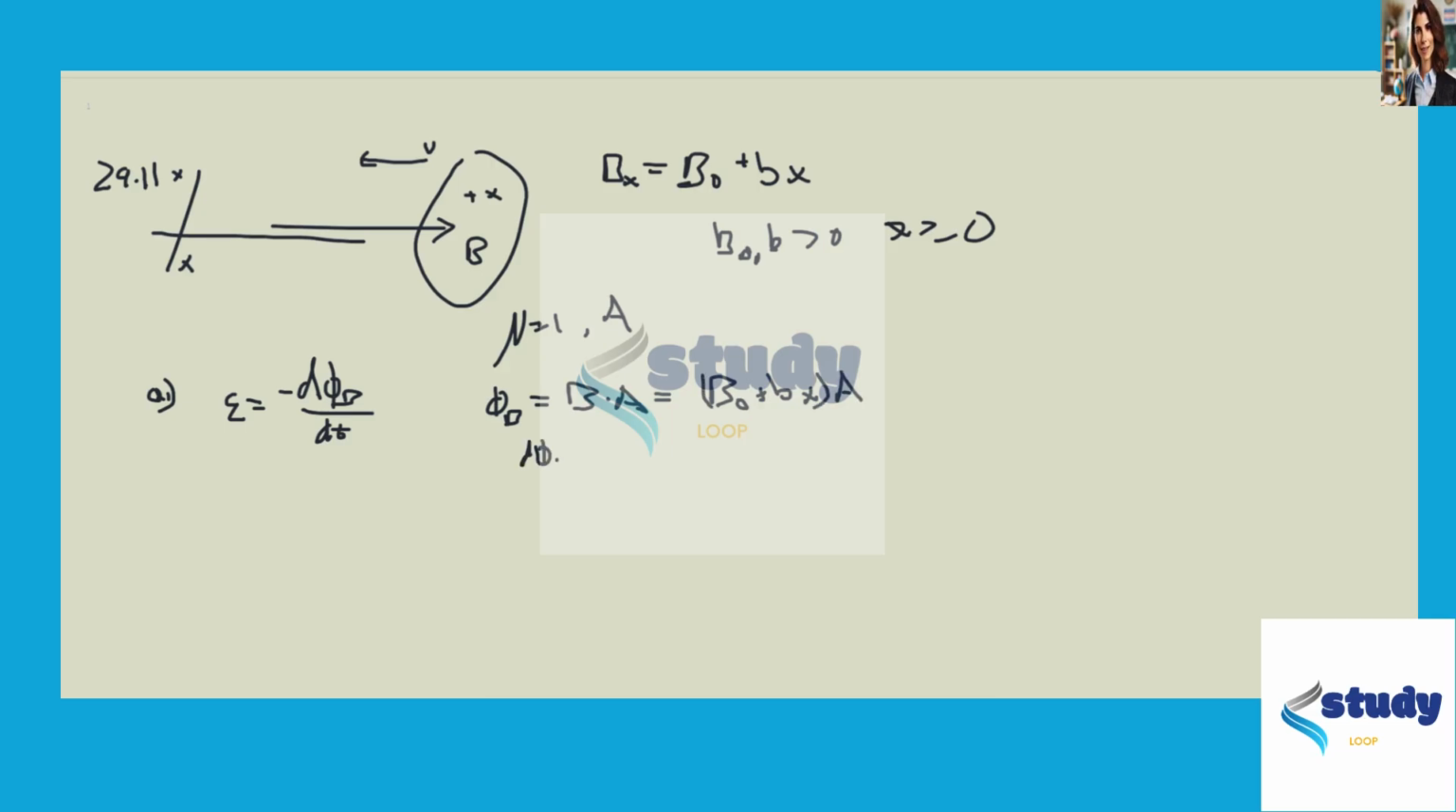So now when we take the derivative, d phi B dt, B naught has no x dependence, so that's just gone. Okay, so then we have A times little b times dx dt. But dx dt is just the velocity that this is changing, right? So this is A b times v, but v is in the negative direction. So that means EMF is negative the derivative of the flux. So that means this is just A times b times v.